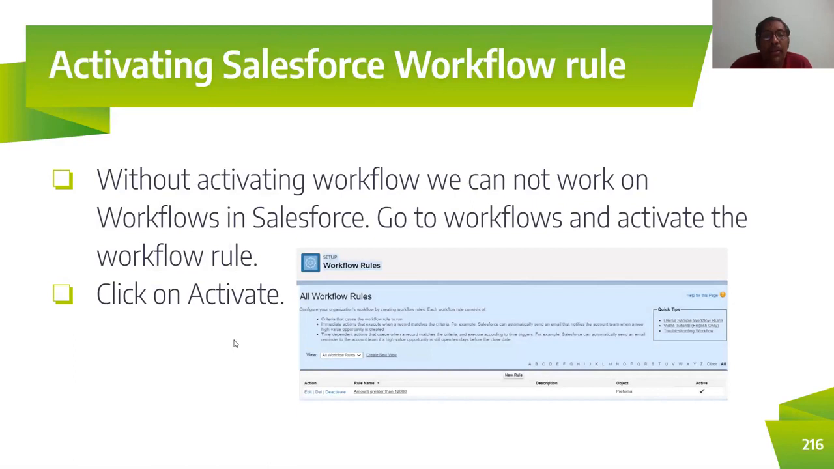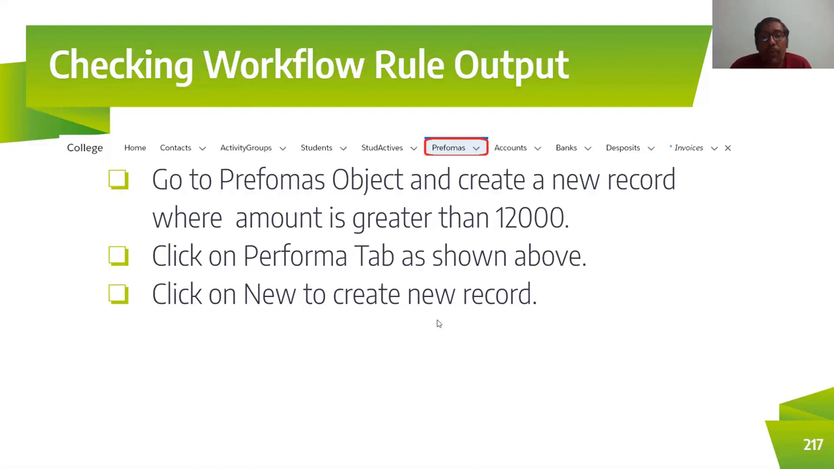So once you've done it, without activating the workflow rule, we cannot work on the workflow rules. So go to the workflow rules and you have to activate them. Right? Whatever you do, you have to activate the workflow rules. Now go to the proforma or invoice object. Now, once all the rules have been set and all the actions have been created, then finally we go for the testing. We're going to check it.